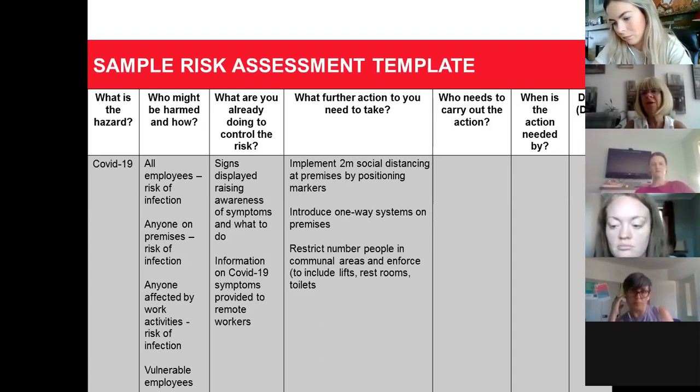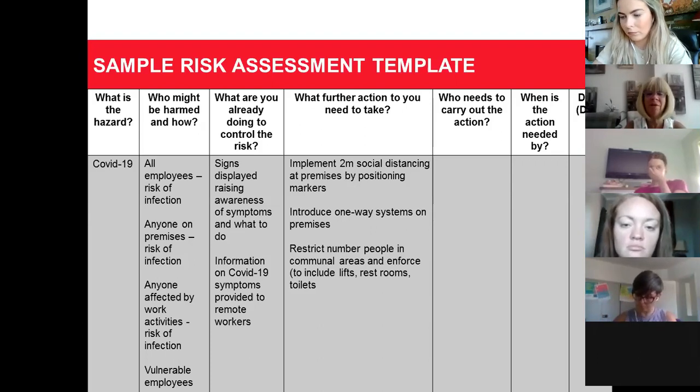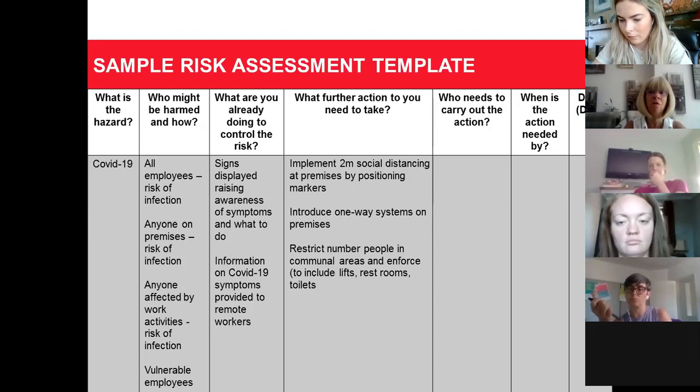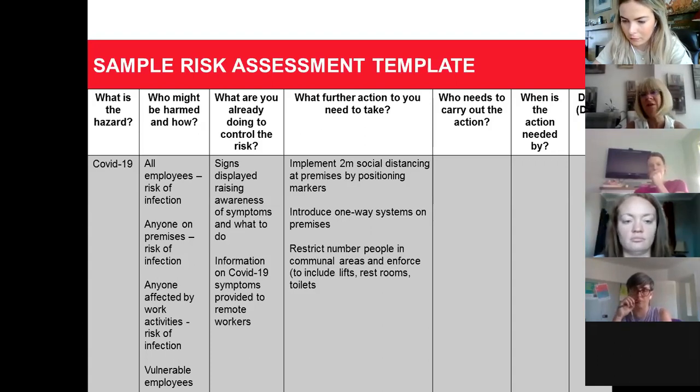Restrooms where people go to have lunch or just relax in their lunch break or in another break. Again, you might want to think about restricting the number of people in those areas so that you can enforce your social distancing. The number of people in the toilets, for example, you might want to implement a 1-in, 1-out system, so there's only one person in the restroom at any one time.